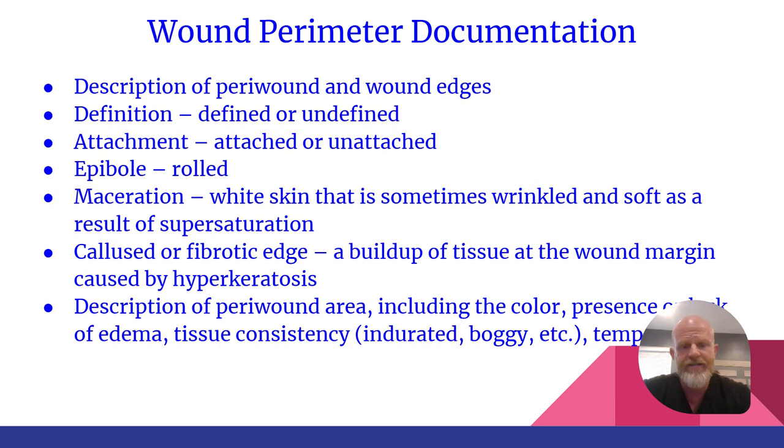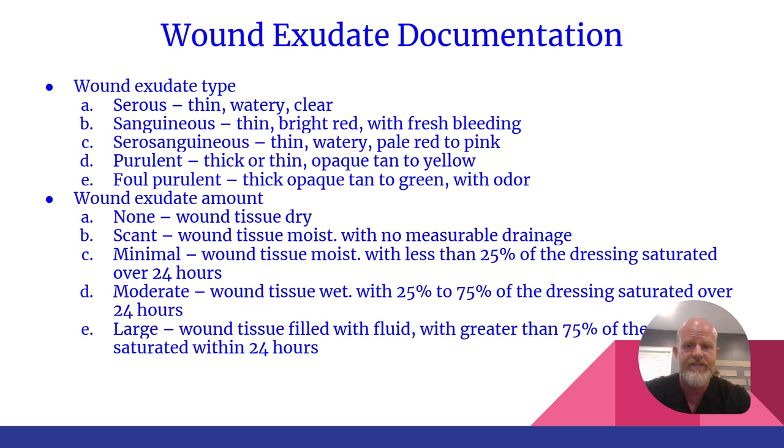Calloused or fibrotic edges, which we typically see in those diabetic foot ulcers or neuropathic ulcers. And then when you're looking at the peri-wound, you want to look for stuff up to 4 centimeters outside of the wound. So edema, maceration, erythema, induration, etc. You want to document all that kind of good stuff.